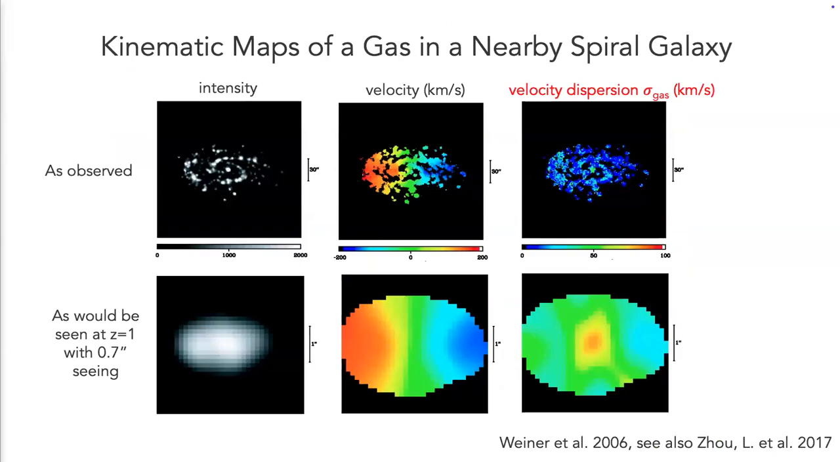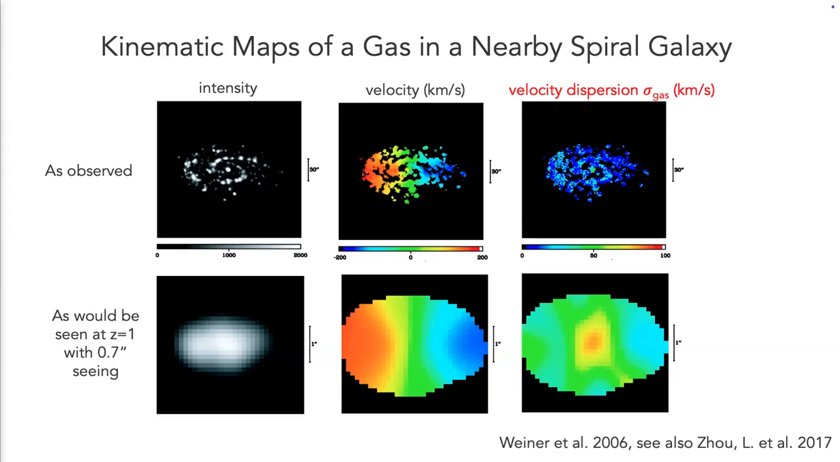So I'm going to give you a baseline of what we see at redshift 0, courtesy Ben Wiener. This is Fabry-Perot kinematics observations of a local galaxy at redshift 0. On the bottom row, it's redshifted to redshift 1 with seeing. So as observed, smoothed with seeing. This is an image, and this is it blurred.